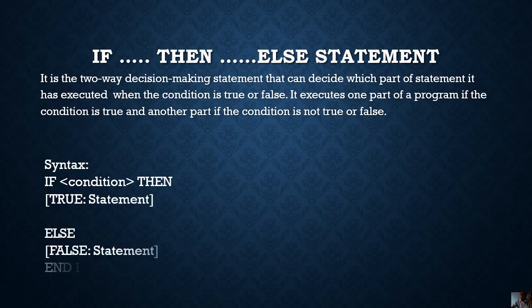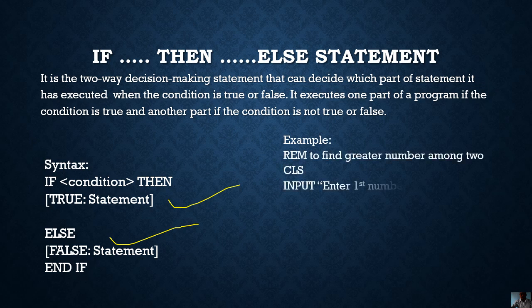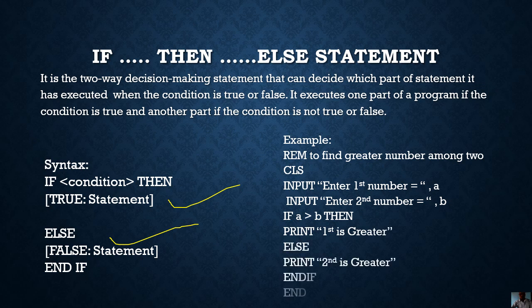You can see the syntax here: if condition, and then else, and then its false statement is also there. In the previous example there was no false part. Here is the false part, meaning the false statement is here. Now we'll do the next example. We can see the example here: rem to find the greatest number among two. Okay, so here is the example of this. You can see this example. Now we'll move to the next.